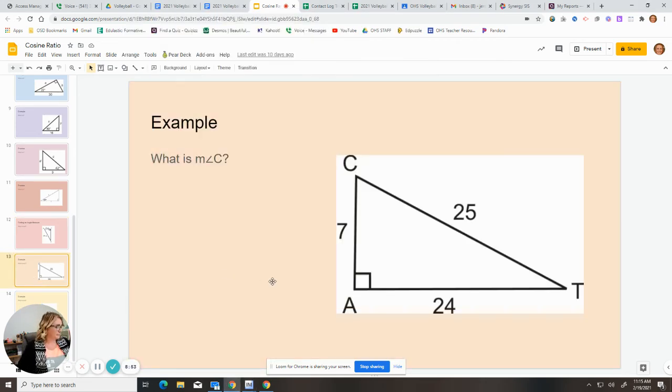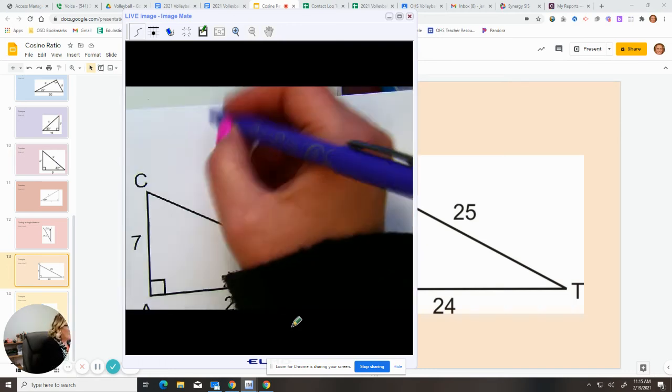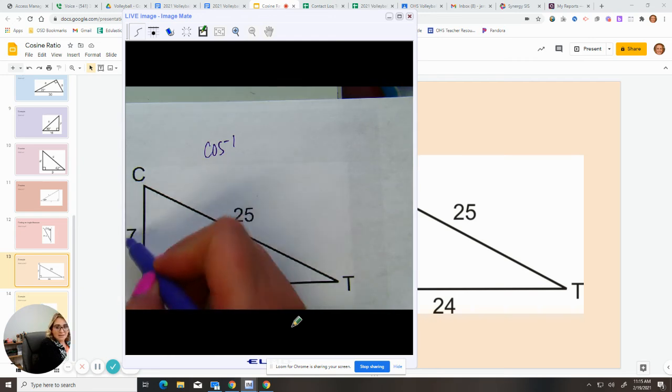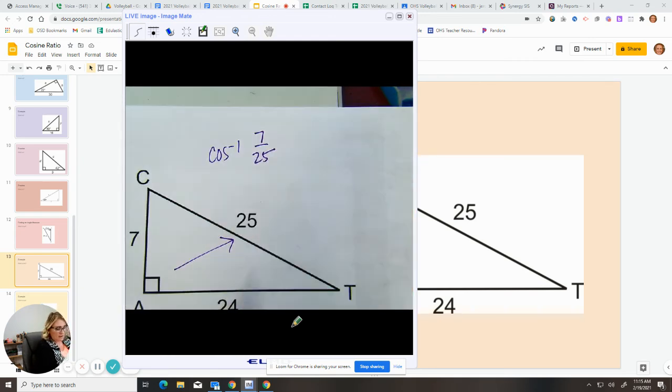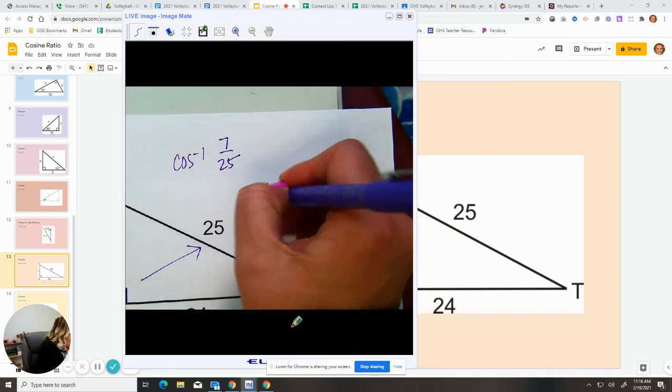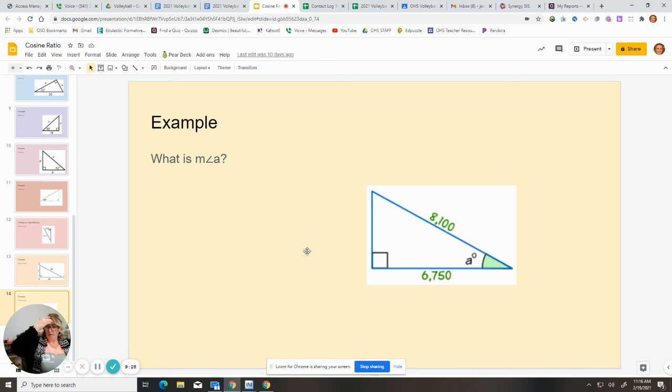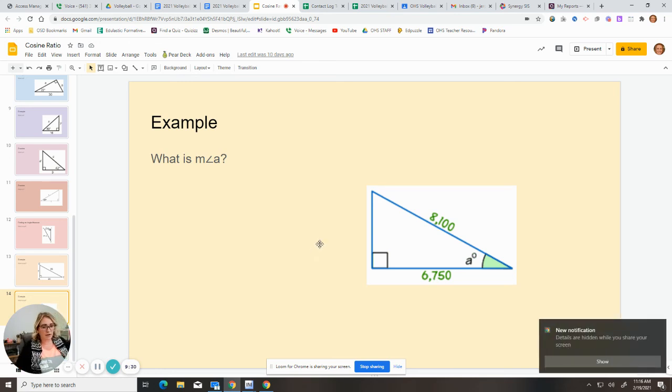Let's look at another one. Using this exact same function, we have to figure out how we are setting it up. We are using our inverse cosine. We know the hypotenuse is 25. This side is touching it, so it's going to be 7/25. If I plug that into my calculator, 7/25, I get about 74. I would just round to 74. Let's try one more together.